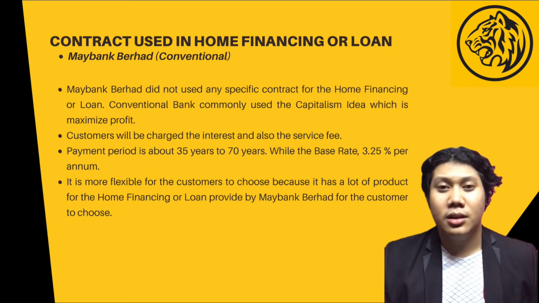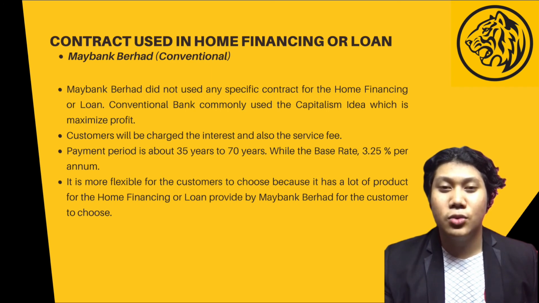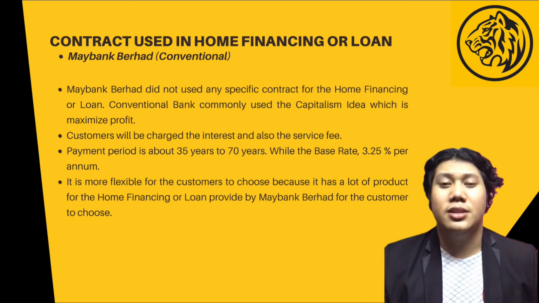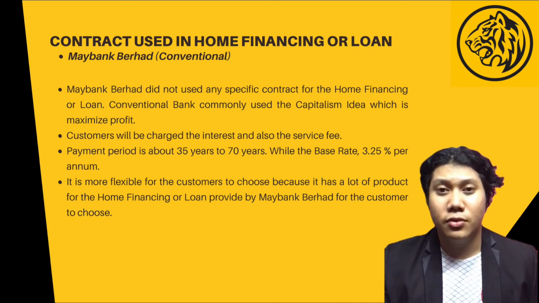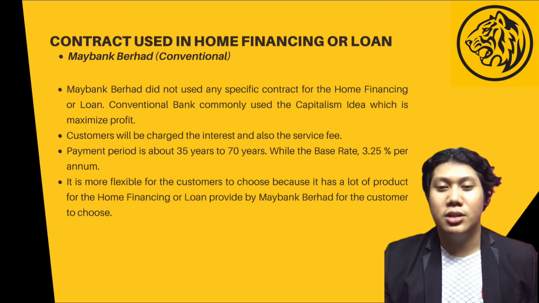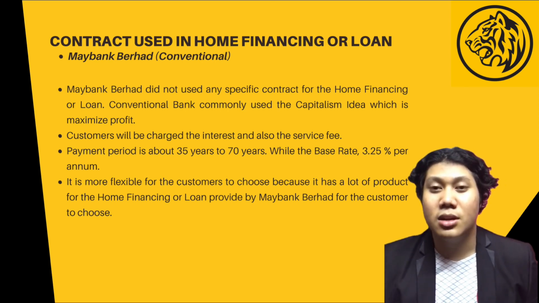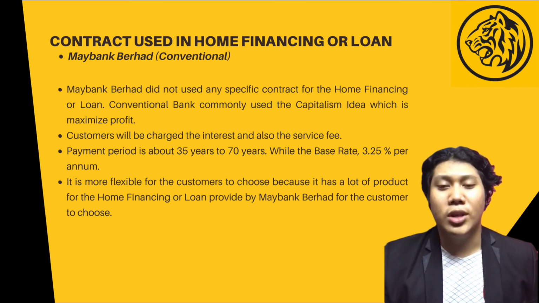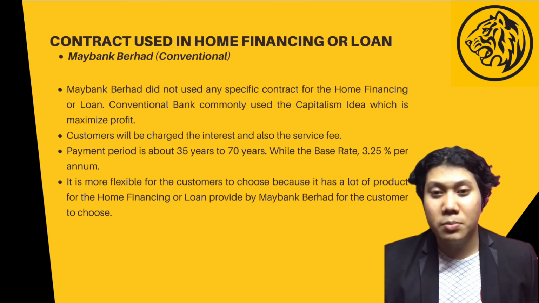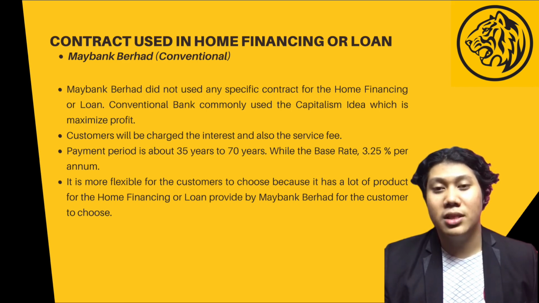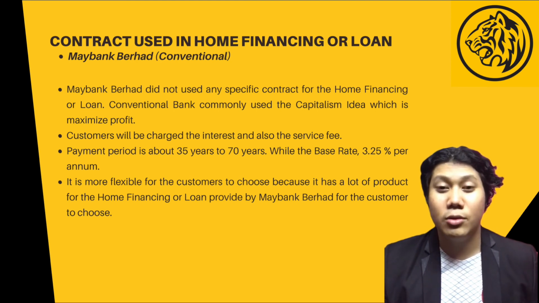And then, as we know, the home financing for Maybank is about 3.25 base rate per annum. So this interest rate is very low, and you also can choose between 35 years to 70 years of tenure. So when you choose a longer period, the monthly payment or the monthly installment will become very low. It will be based on you.